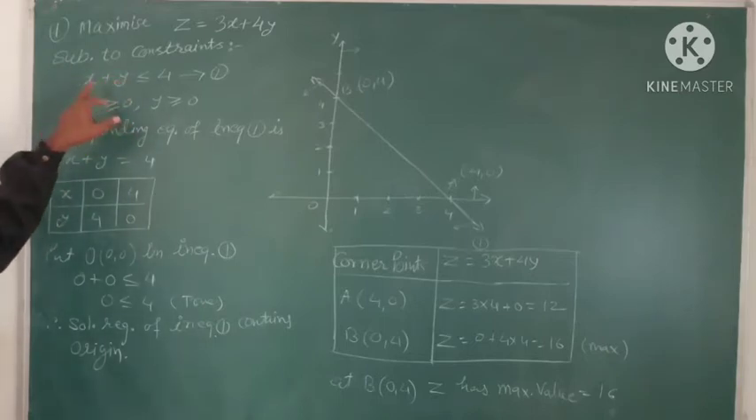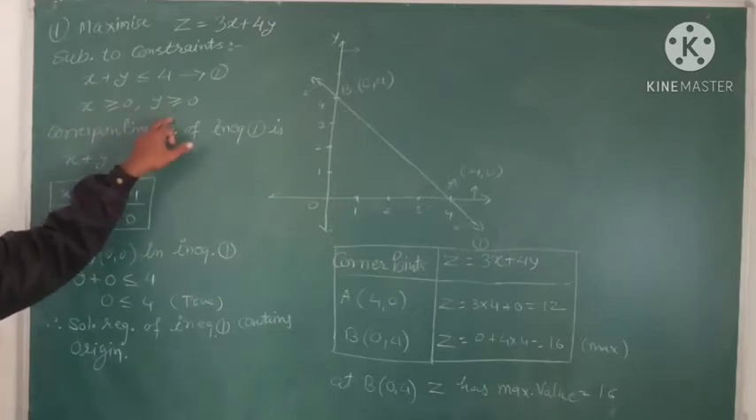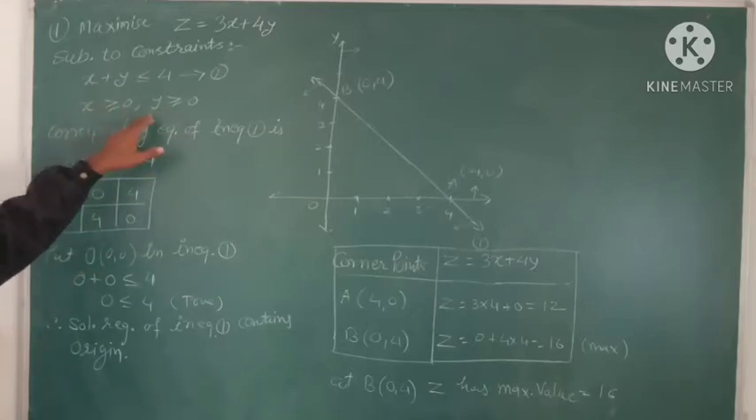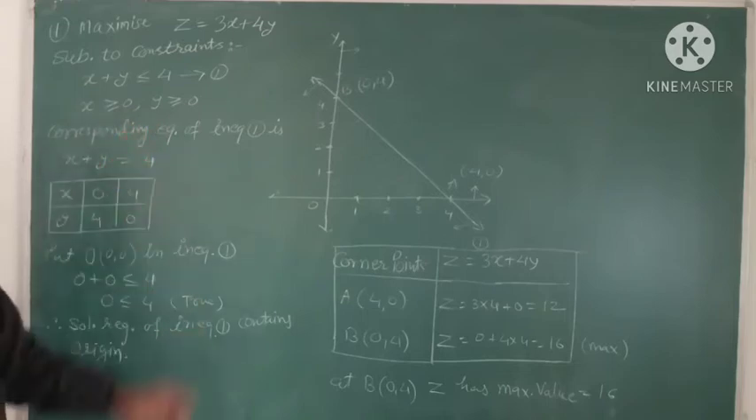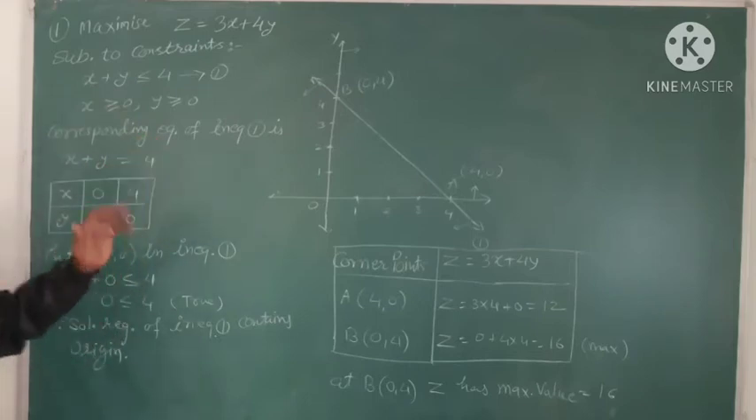So subject to constraints: x plus y less than or equal to 4, and x is greater than or equal to 0, and y also greater than or equal to 0. So x and y both are greater than or equal to 0, it means both are positive. So our answer should be in the first quadrant, because x and y both are positive in the first quadrant.